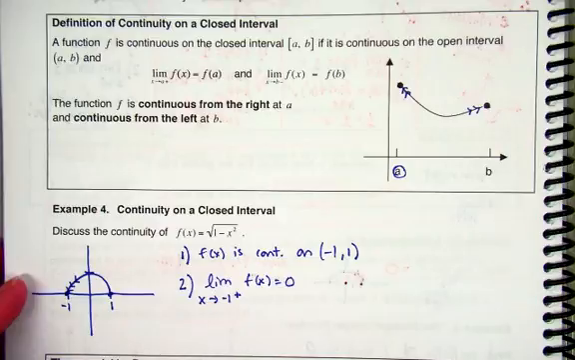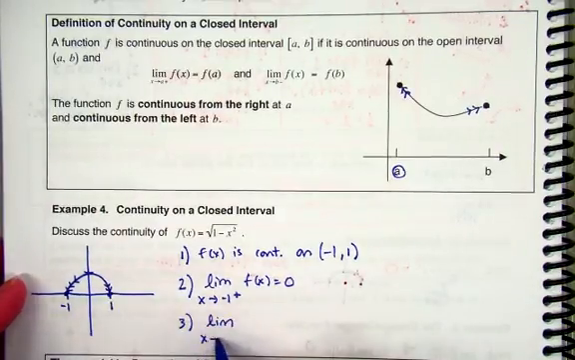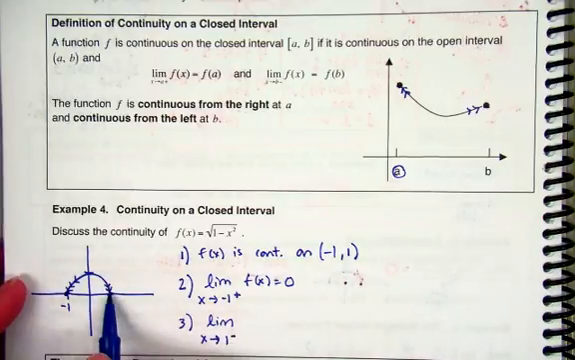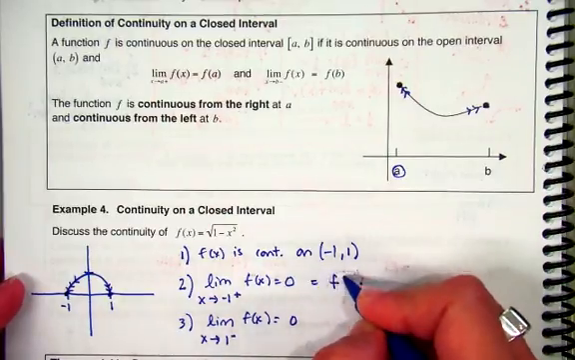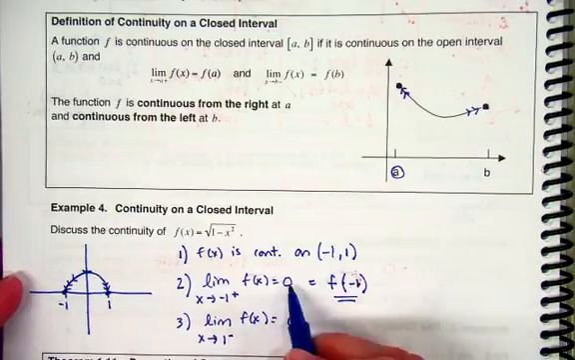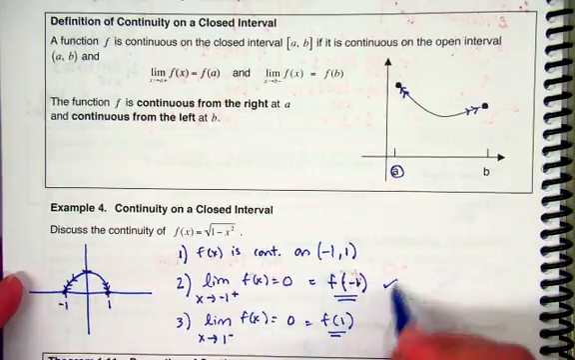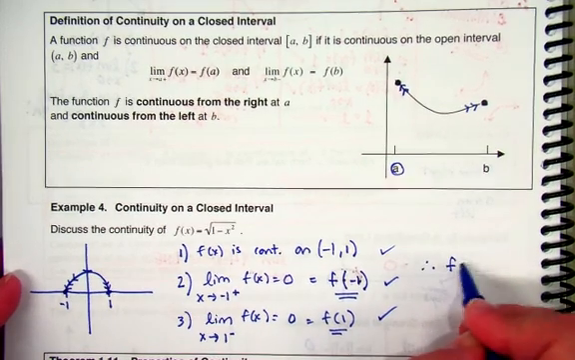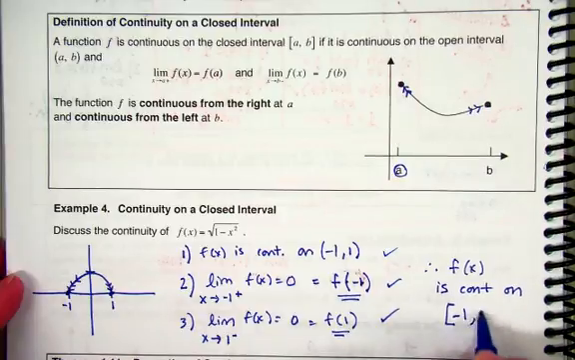Okay. And then let's look at the left-hand limit at +1. What's the left-hand limit at +1? It's also 0, right? And this is equal to the value of my function at -1, and this is equal to the value of my function at 1. And so since the limit is equal to the value of my function at those two endpoints, therefore f of x is continuous on the closed interval from -1 to 1.